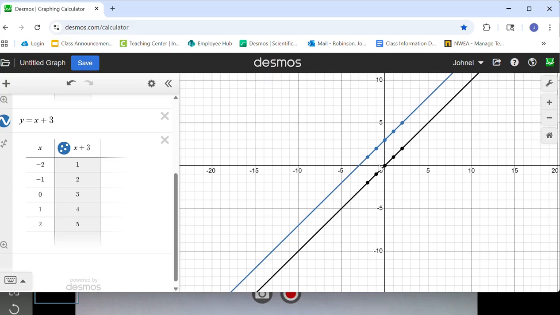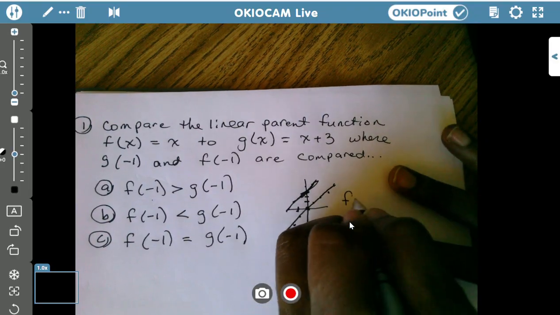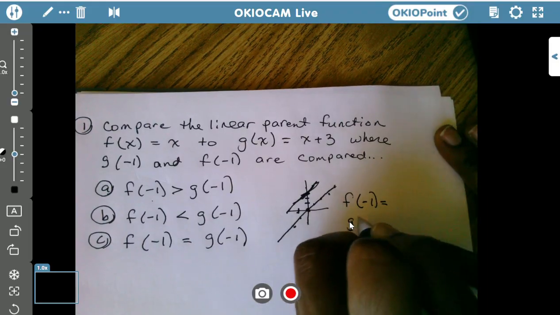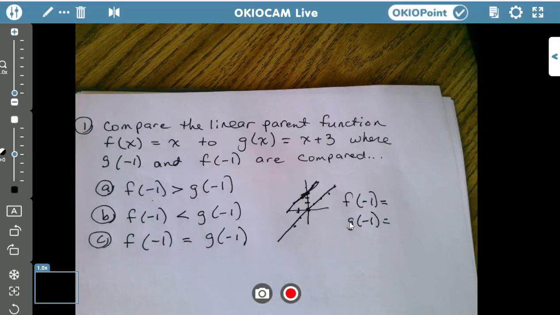Also, you can come over to the table of values and you see x is -1. Here's the second function, you get 2. And there's the first function, you get -1. So for the first function, at -1 is -1. And at the second function is 2. So f of -1 is, and g of -1 is, I forgot just that fast. Let me go back over here.